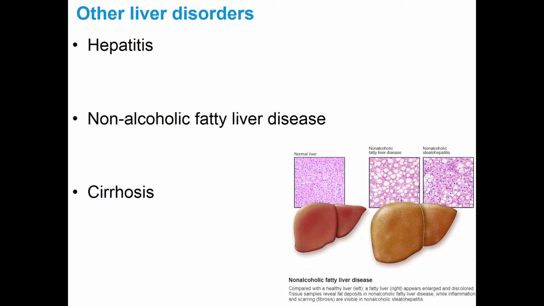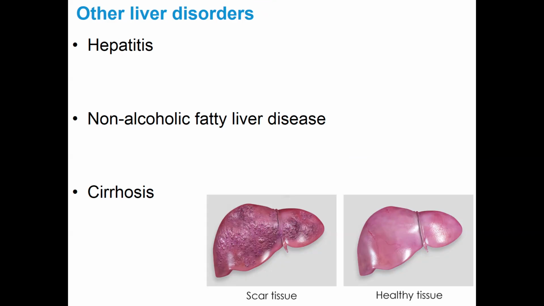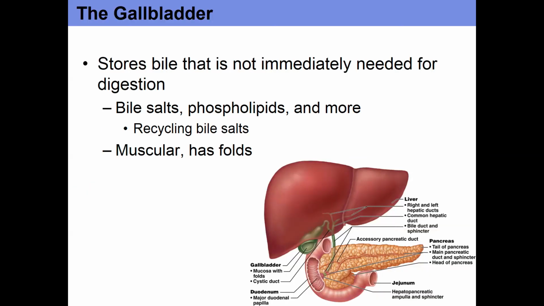Again, they're going to be replaced with scar tissue. And so that's going to progressively decrease liver function and blood flow. And so once someone gets into cirrhosis, the only way to treat that is with a transplant. And so there's my scarred liver on the left and my healthy liver on the right.